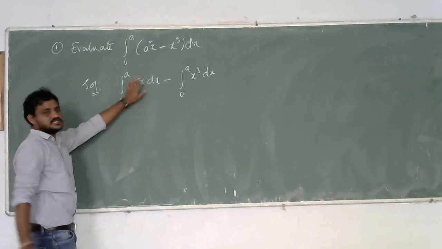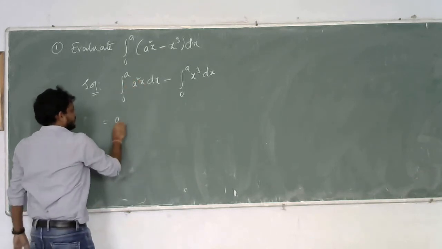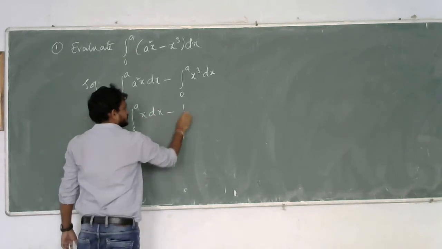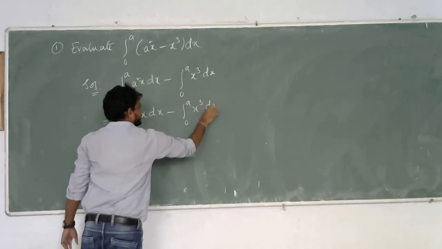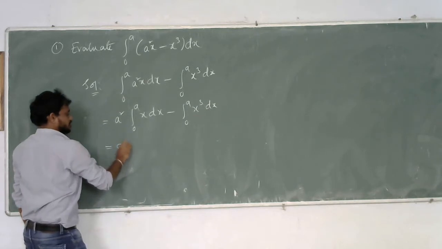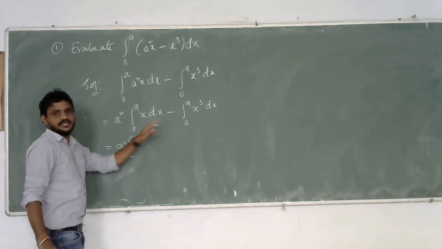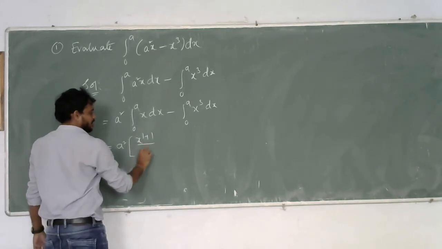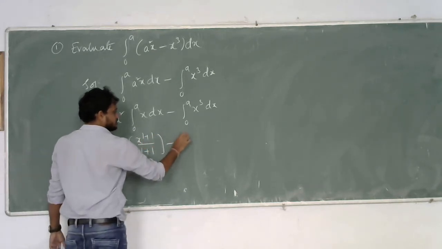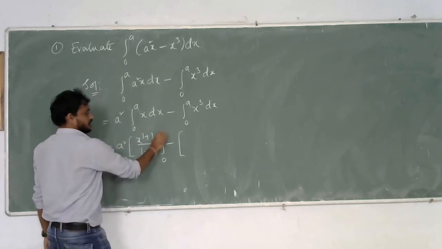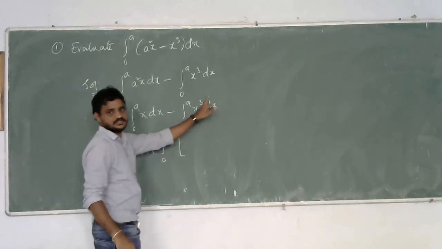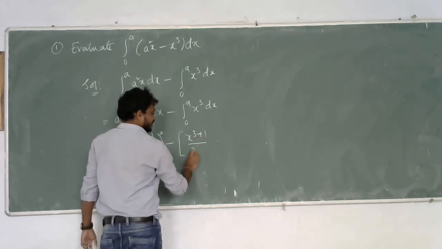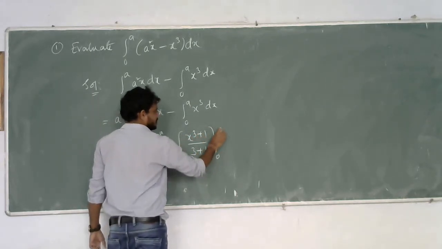Now here a square is a constant. So write this outside. So a square integral 0 to a x dx minus integral 0 to a x cube dx. Then integration of x dx, x to the power of n formula, so x to the power of n plus 1 by n plus 1, minus, limits 0 to a. Then integration of x cube, x to the power of 3 plus 1 by 3 plus 1. Limits are 0 to a.